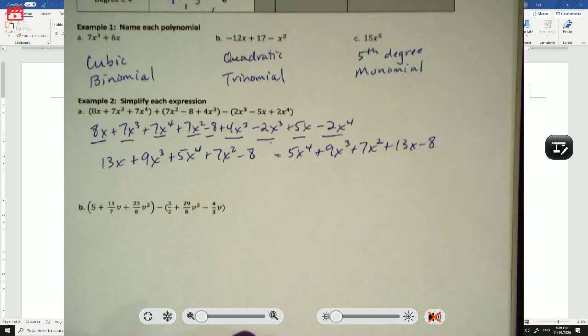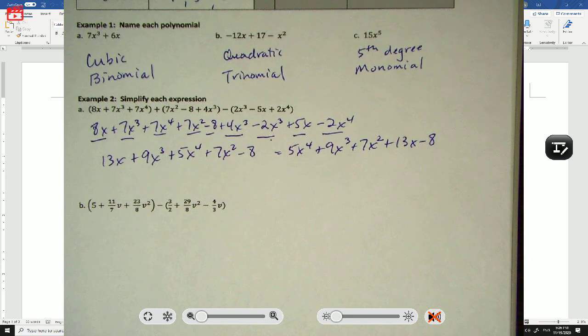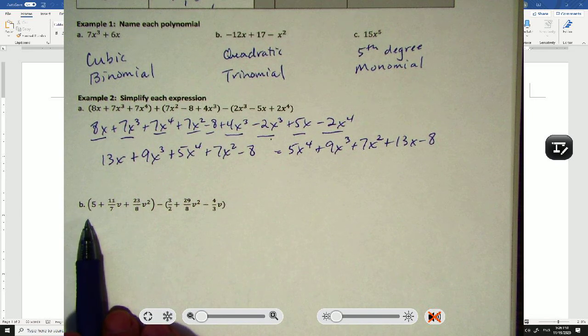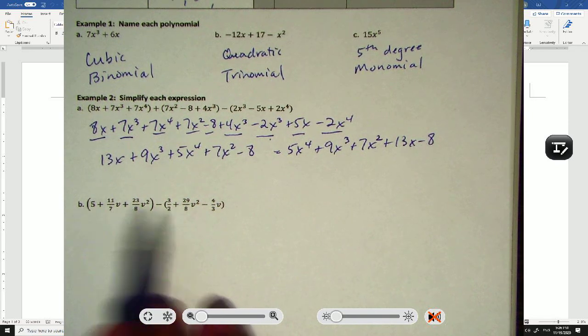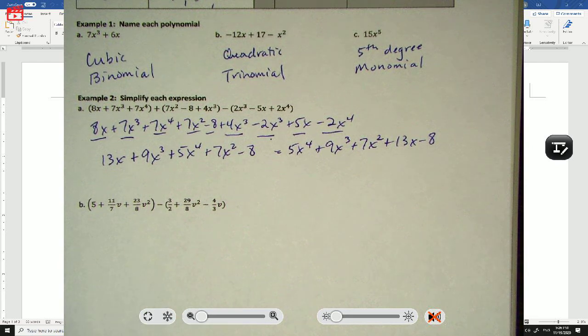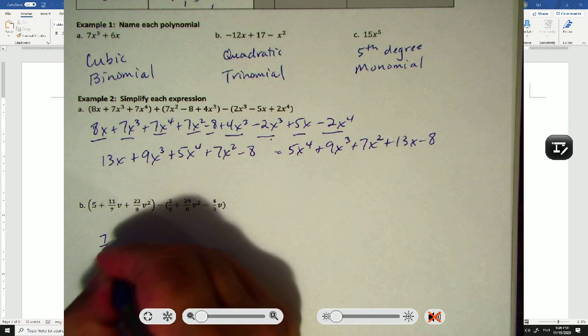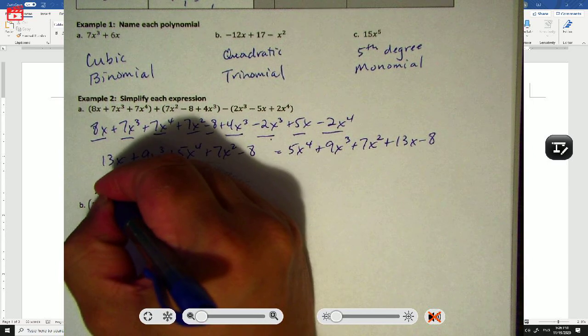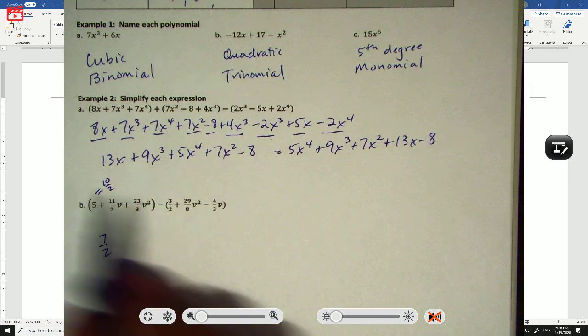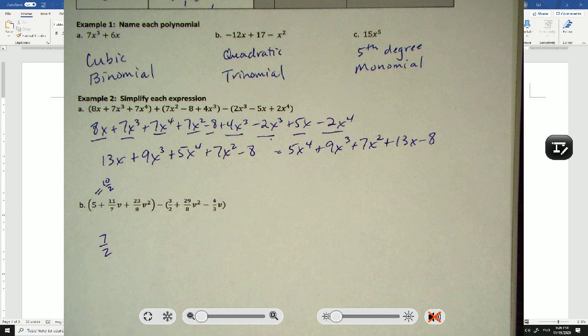So part B, we're going to combine like terms again. So it's 5 and there's 3 halves. So 5 minus 3 halves, 5 is 10 halves, so that's going to be 7 halves, right? 5 can be written as 10 over 2. So 10 over 2 minus 3 over 2 is 7 over 2.